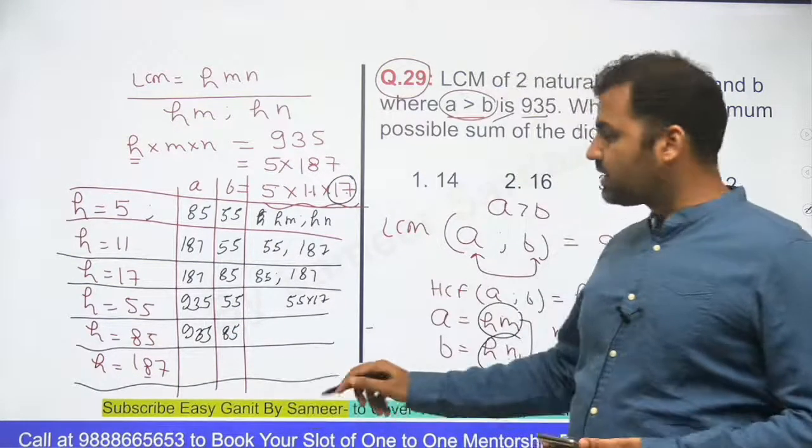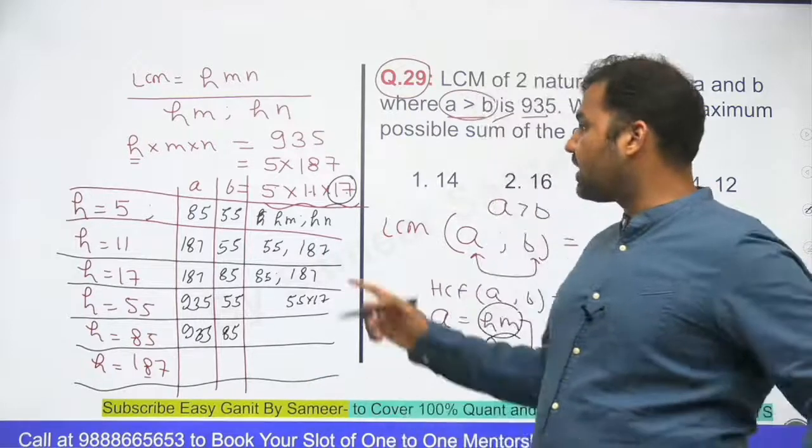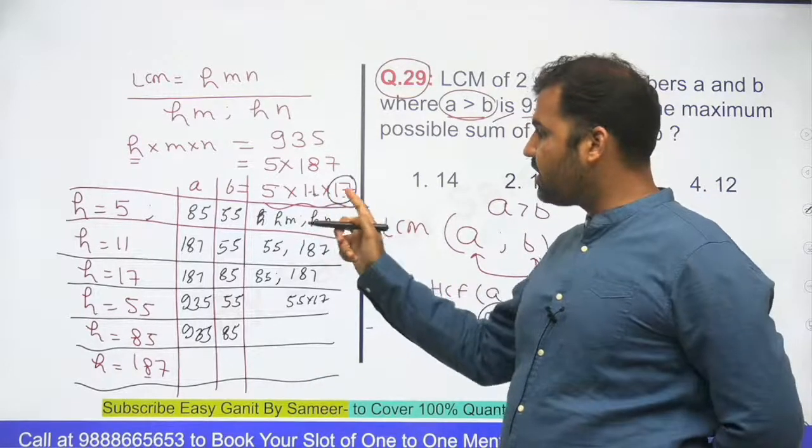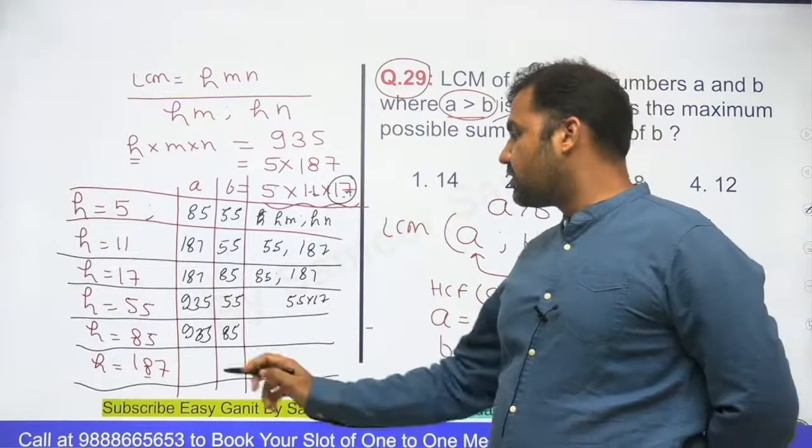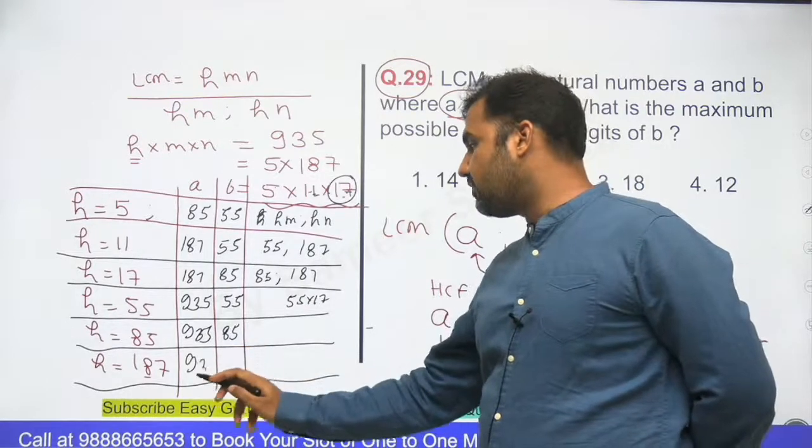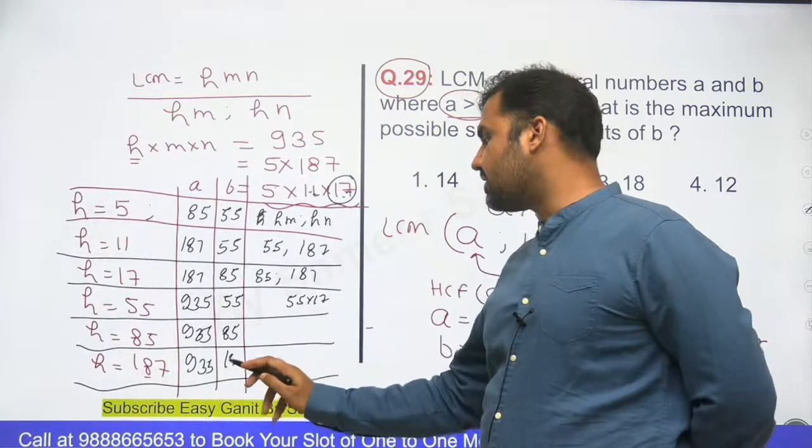If I say the HCF is 187, अगर मैंने HCF को 187 लिया, 11 into 17 187 लिया, so one of the number would be 935, another number would be 187 itself.